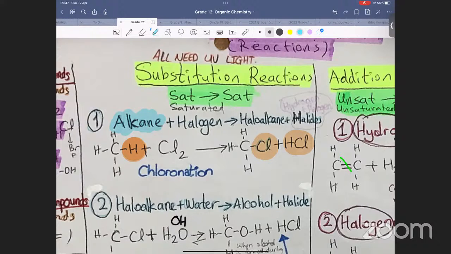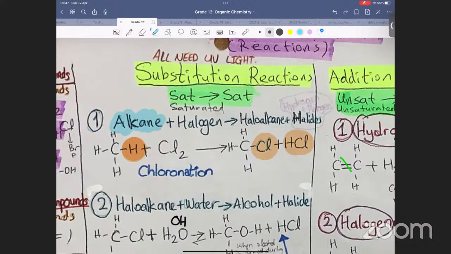So we have CH4 plus the halogen, which gives us the haloalkane plus a halide. The halogen is Cl2, I2 (iodine), or F2 (fluorine), and the reaction is named according to the halogen you use: chlorine, chlorination; iodine, iodination; fluorine, fluorination, and so on.